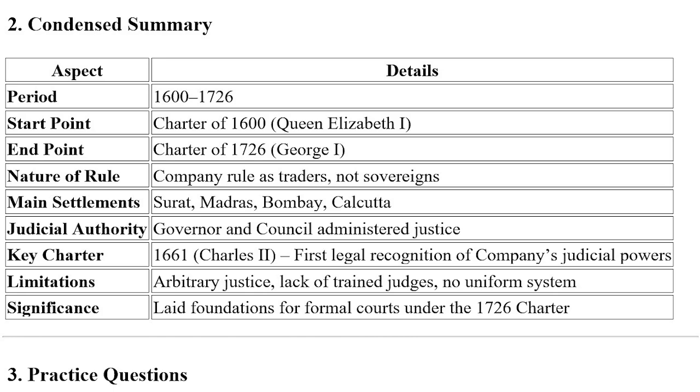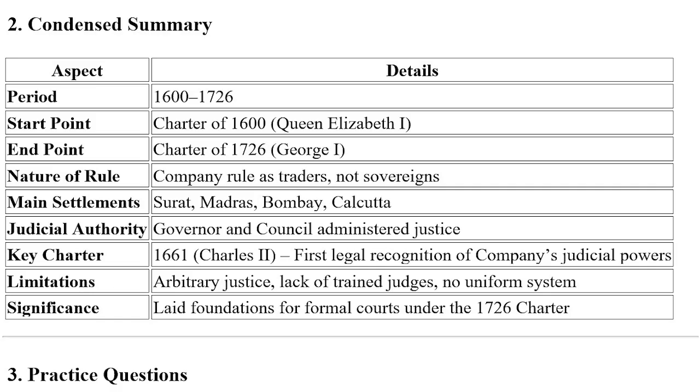In 1661, Charles II issued the first legal recognition of the company's judicial power through the 1661 Charter. There were a lot of limitations during this period. Justice was arbitrary. It lacked trained judges. And there was no uniformity in the way the justice was delivered in the different presidencies. The most significant aspect of this period was that finally it laid the foundation for formal courts under the 1726 Charter.